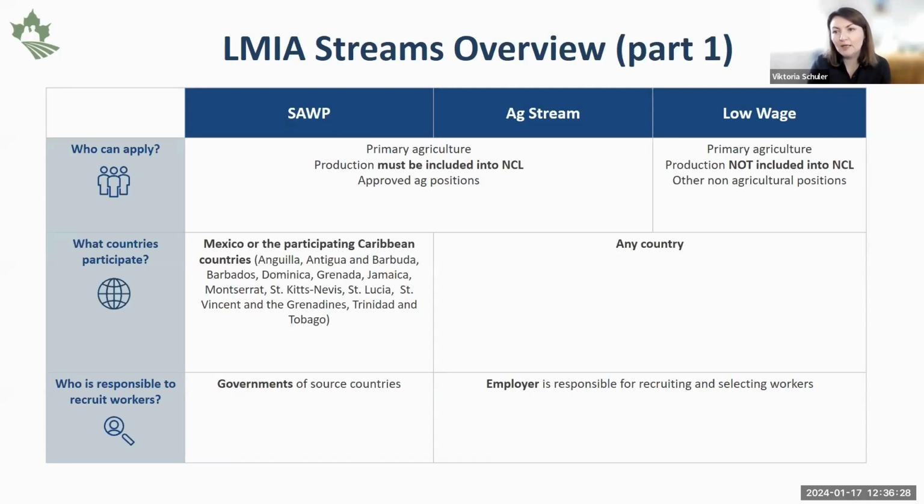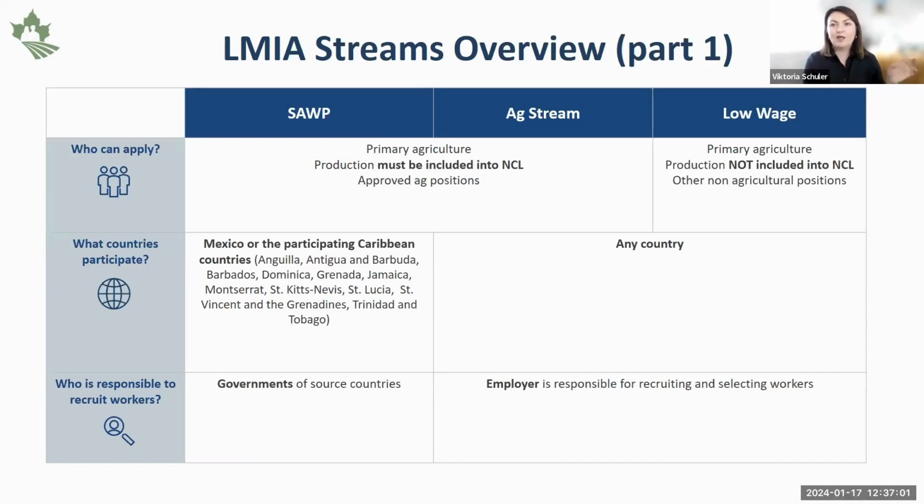The other interesting thing is who is responsible for recruiting the workers, and sometimes employers also ask questions like how can we recruit, and when can we start the recruitment process. For the Seasonal Agricultural Worker Program, it is the governments of the source countries that are responsible for the recruiting. If you don't have any workers that have been identified or referred to you, for example, with the last example, the tree nursery in Ontario, they already knew the names of the workers.